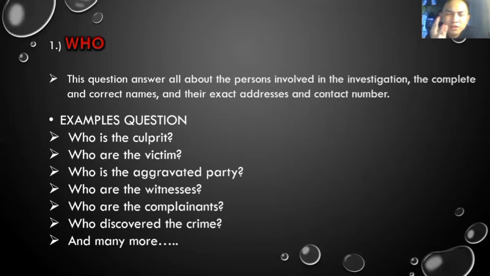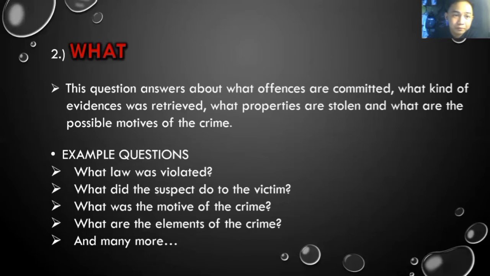Ito daw yung sumasagot sa katanungan na who, na sino, at tao, anong pangalan, saan nakatira, anong contact number. Tinutukoy dito yung tao na nag-commit o yung biktima. Example question: who is the culprit, who are the victims, who is the aggravated party, who are the witnesses, who are the complainants, who discovered the crime, and many more.